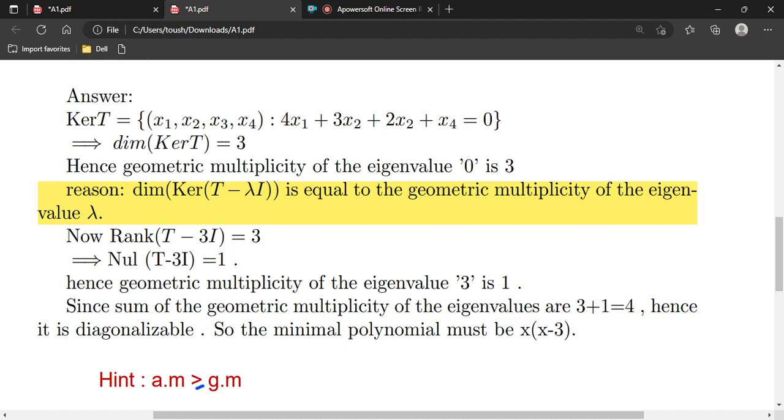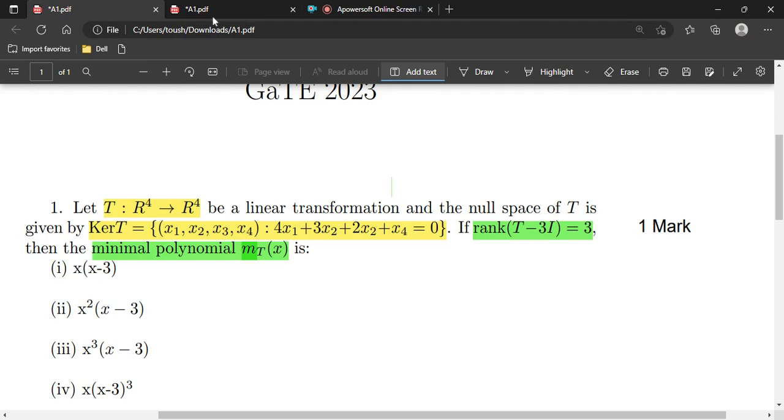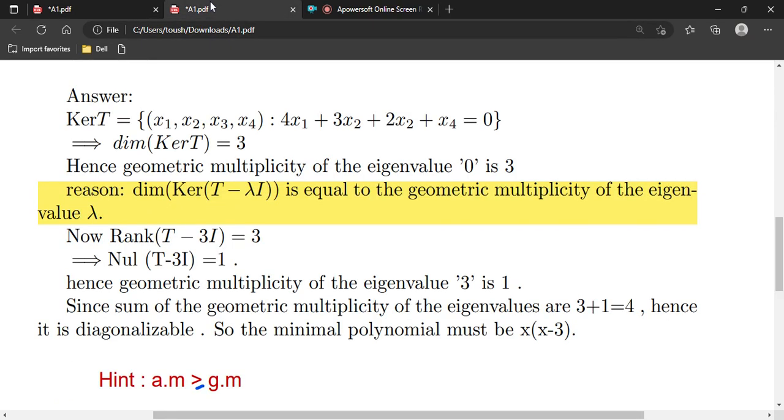But 4 cannot be its algebraic multiplicity because it's a linear transformation from R4 to R4, and 3 is also an eigenvalue. So the only possibility for algebraic multiplicity of 0 is 3, and the geometric multiplicity of 0 is also 3. So algebraic multiplicity is equal to geometric multiplicity for 0. And also for the eigenvalue 3, algebraic multiplicity is equal to geometric multiplicity. Hence from there also you can say that it is diagonalizable.